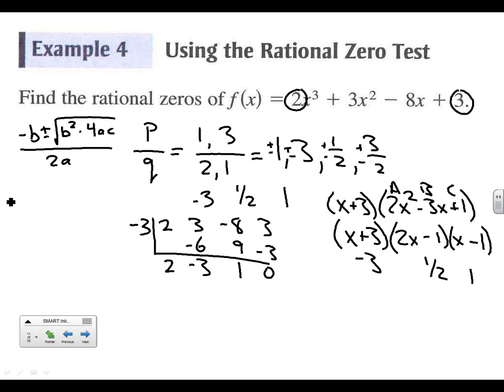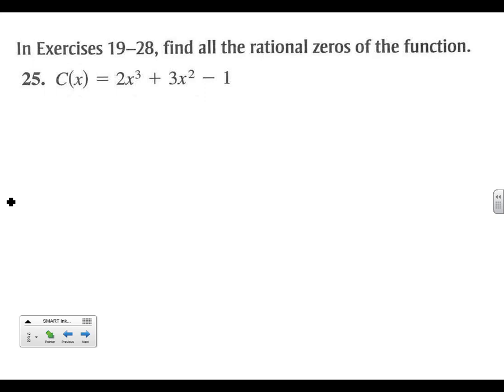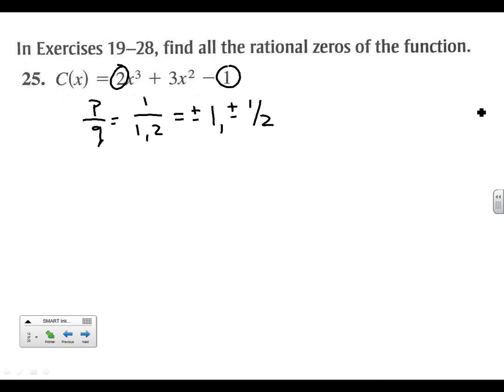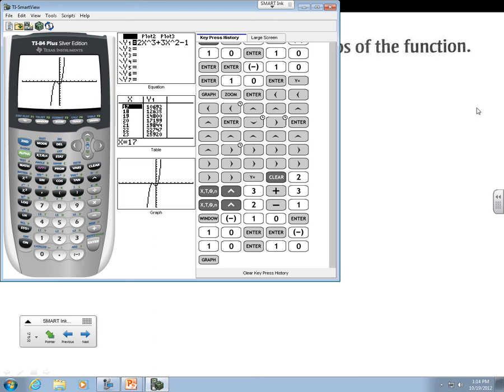All right, so a lot going on here. Let's see if you can pull it all together and try problem 25. All right, so let's go ahead and take a look at our potential rational zeros. It's going to be 1 over either 1 or 2, which are the factors of 2. So that's plus or minus 1 or plus or minus 1/2. Only 4 choices here. So we're going to go ahead and flip this over to our graphing calculator to take a look at what the graphing calculator is doing.